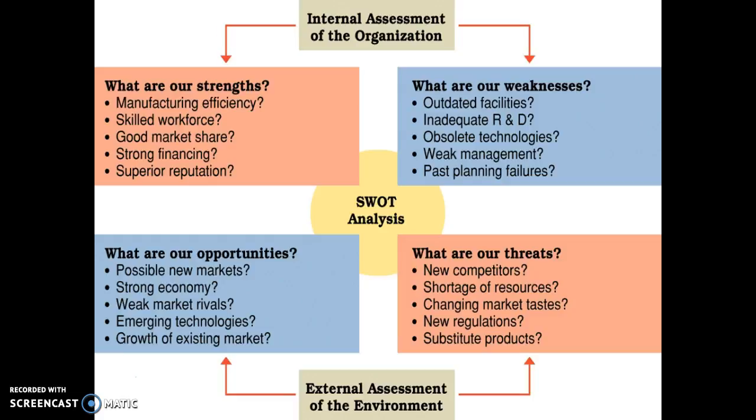When you're doing a SWOT analysis, there are a number of questions you can ask for each of those categories. So for the strengths section, we might ask questions like, what is the manufacturing efficiency of the company? Is the workforce highly skilled? Do we have a good market share? Do we have strong financing? And so on. Some weaknesses we might have would be things like our facilities being outdated compared to our competitors. Our research and development team might be inadequate, not doing a good enough job. Are some of the technologies that we are using obsolete and out of date? Is the management team weak? Have we had failures in the past for our company?